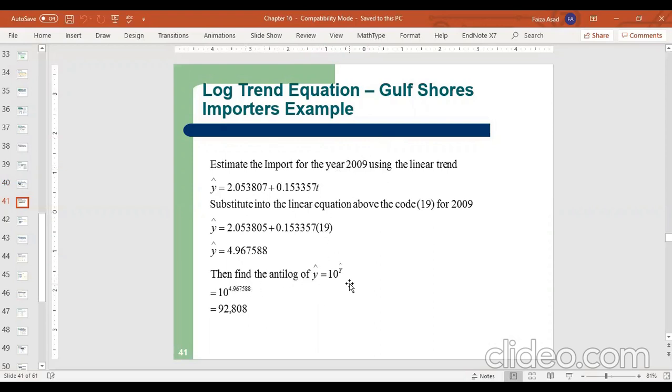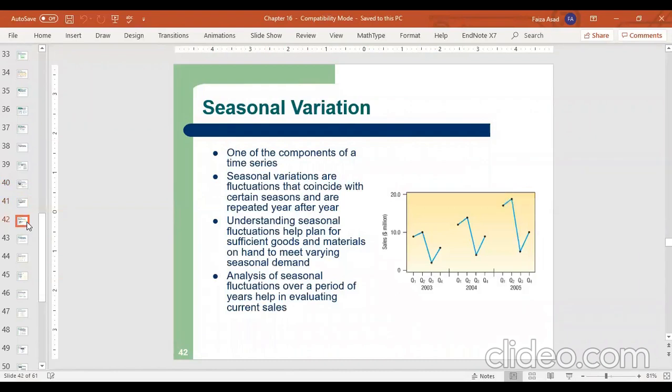So we will find out the anti-log for this value, and we will get the original sales data for 2009. So let's move on to the next slide. So here is the seasonal variation. If you remember, we have learned about the components of time series, which includes the cyclical trend, irregular variation, seasonal variation, and secular trend. So it is one of the components of time series.